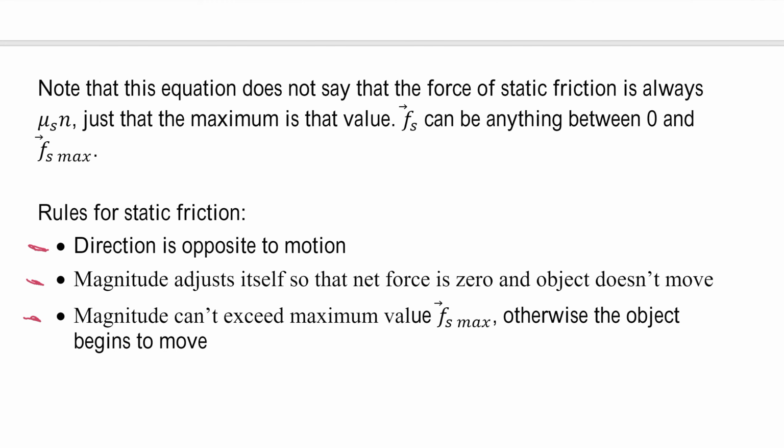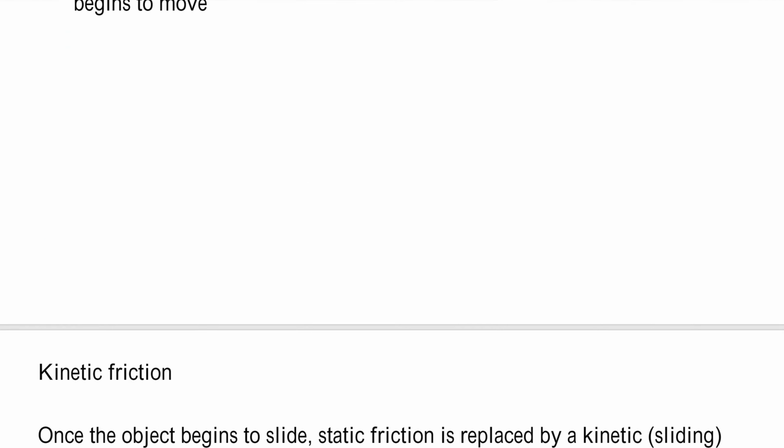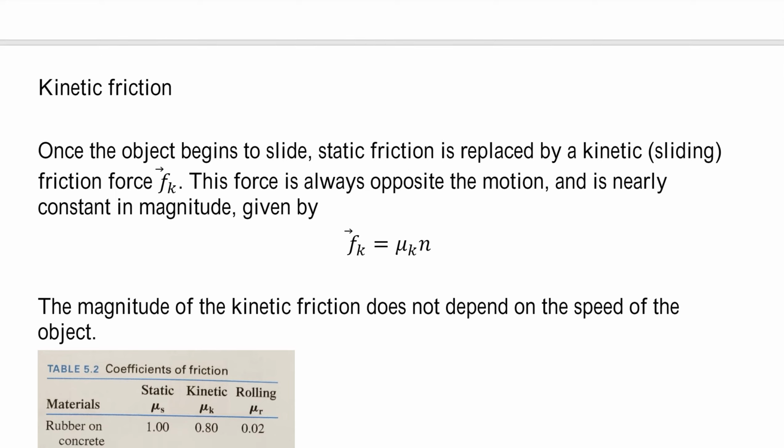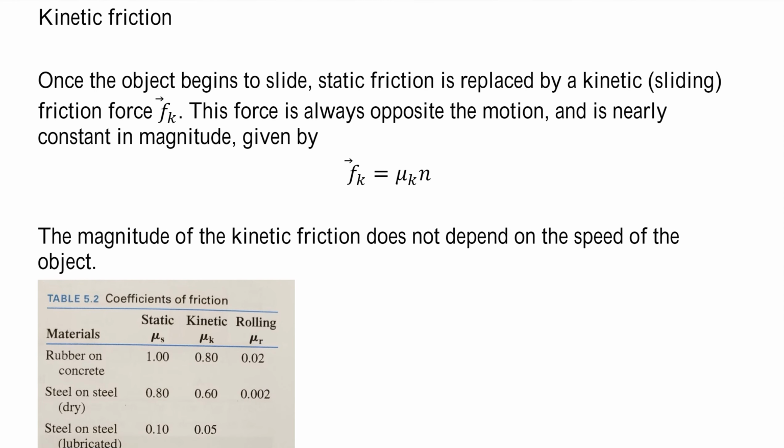All right, so we continue. So that was static friction. Now we're going to talk about kinetic friction. Once the object begins to slide, so we broke through that F sub S max, and now we're going to begin to slide, static friction is now replaced by kinetic friction. So that's a sliding friction force. We call it F sub K.